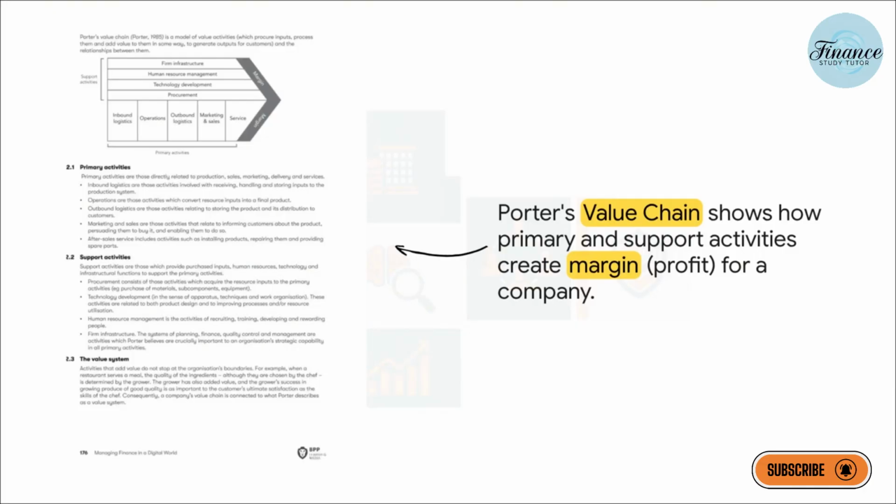Okay, listen up, because this one is huge for your E3 exam. This is Porter's value chain. And please, don't just memorize the labels, you have to understand how it works. Think of the primary activities at the bottom as the main assembly line of the business, from getting stuff in the door to shipping it out and supporting the customer.